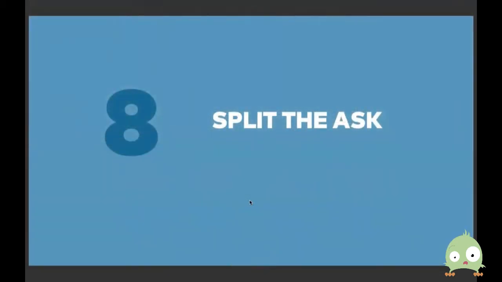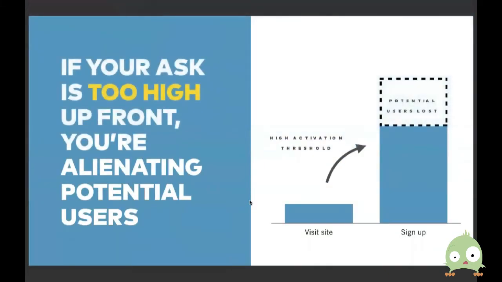Split the ask. What that means is that when you are asking your first-time visitors for their email address, the strategy here is, obviously you want to get the email address so that you can be in touch and in contact with them in the future. But if your ask is too high upfront, you are actually alienating potential users.